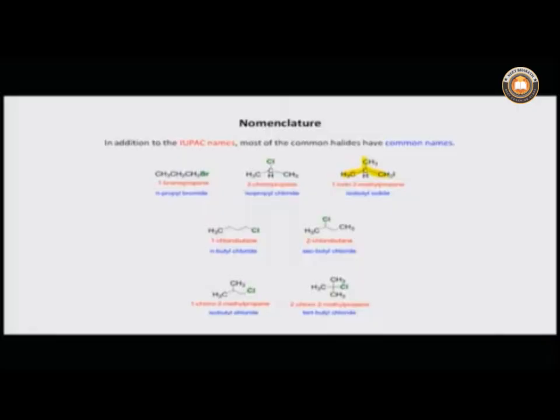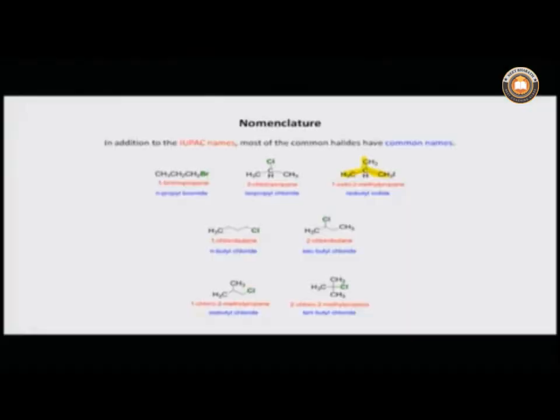So we would always start naming from here. Butane because there are 4 carbons in the chain, 2 because the chlorine is attached to the second carbon, chloro because it is a chlorine. If I replace chlorine with bromine, it would be 2-bromobutane and so on. And the common name of this compound is secondary butyl chloride, sometimes written as sec-butyl chloride, because in butane the chlorine is attached to a secondary carbon atom, a carbon atom that is attached to 2 alkyl groups. So it is called secondary butyl chloride in its common name.